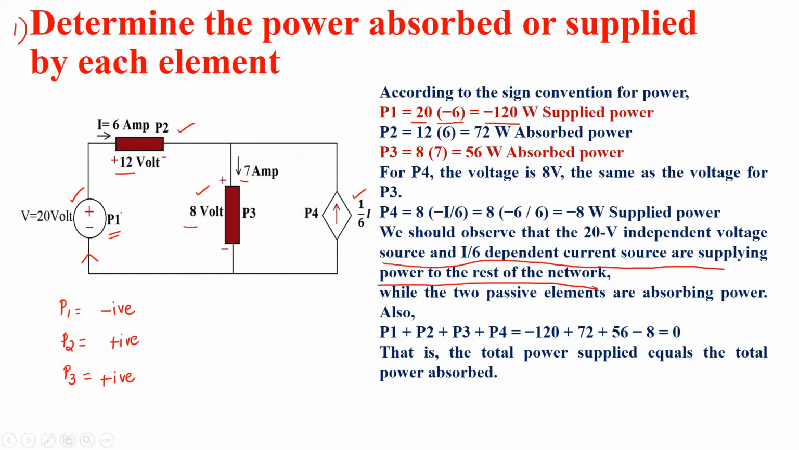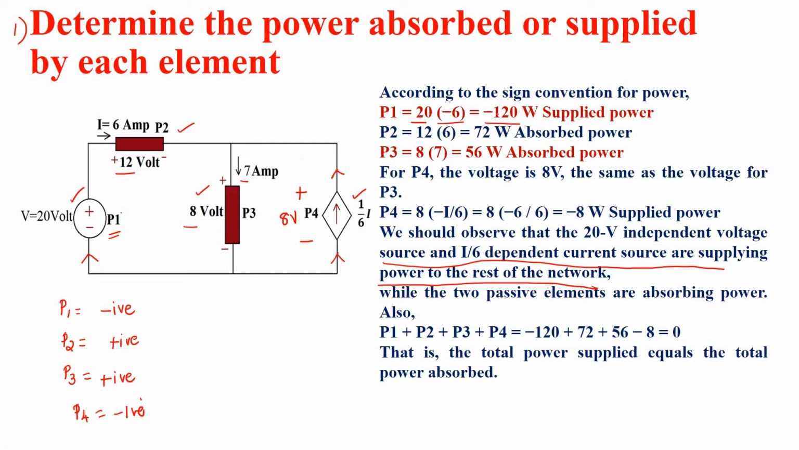And next, consider the last one, that is the dependent current source. So what is the terminal here? This is the same as the voltage across this passive element. Positive and negative, the voltage is also the same because this is a parallel combination. 8 volt, and the current is entering into the negative and leaving at the positive terminal. So power delivered here, entering in the negative, so the power value is negative.